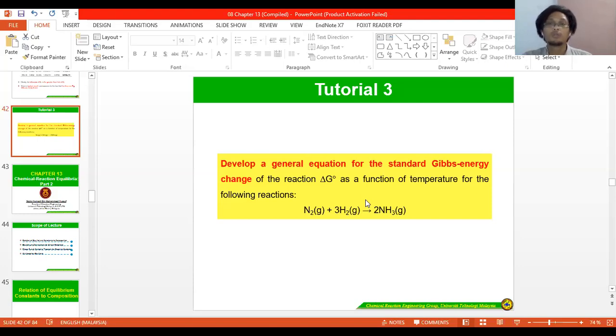But first you have to check whether the data is available in the graph or not. If available, just use the graph. But if not available, you have to use the equation.